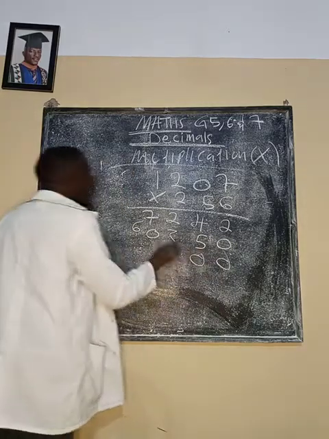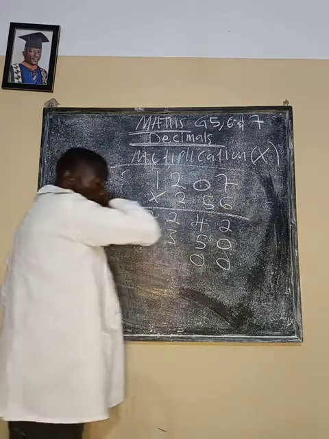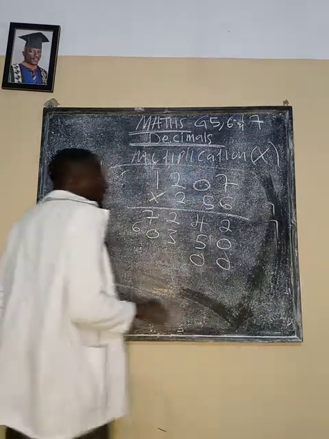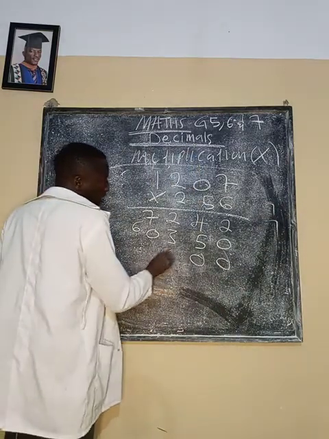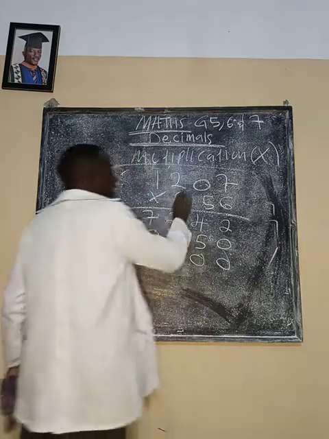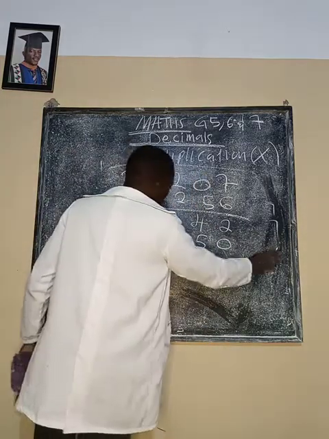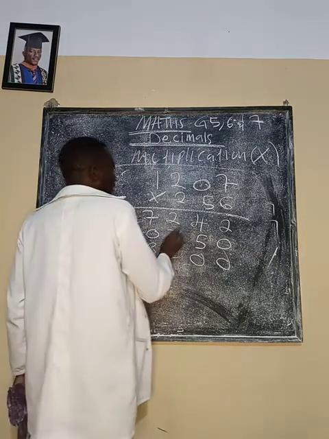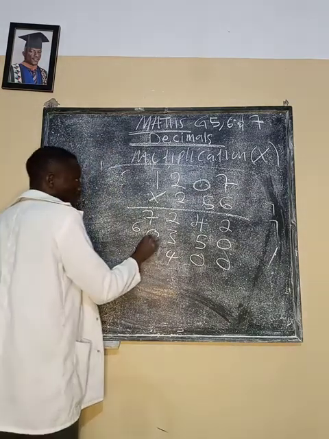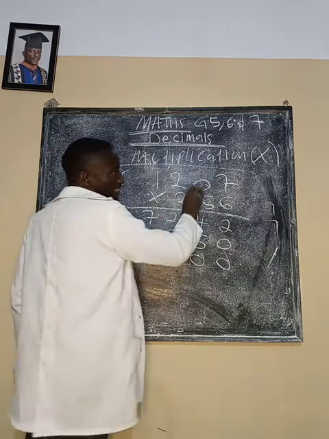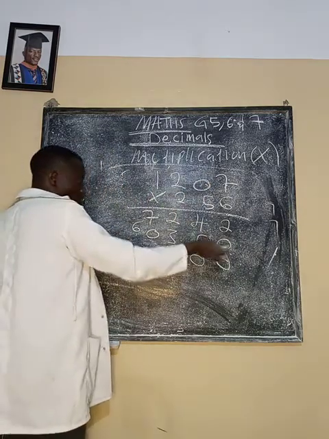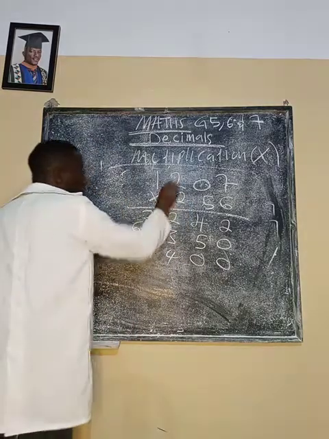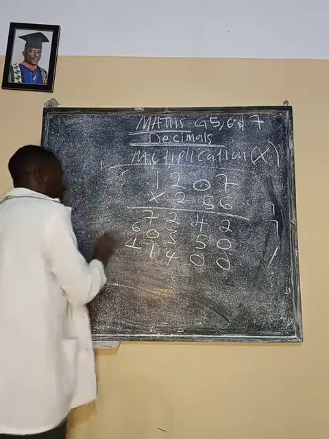0, 0. 2 times 7. So how many times are we listing 7? 2 times. Let's add. We are getting 14. So we write 4, carry 1. 2 times this, 0. Okay. Sorry, 1. Because 2 times this, it is a 0 plus 1, we get a 1. 2 times 2, are you following? 2 times 2, a 4. 2 times this, a 2.